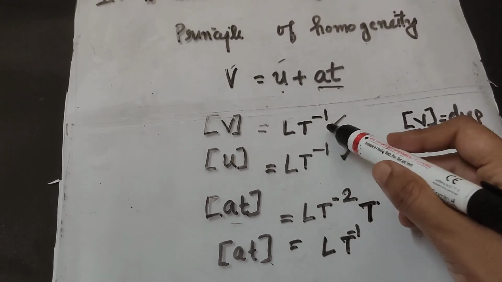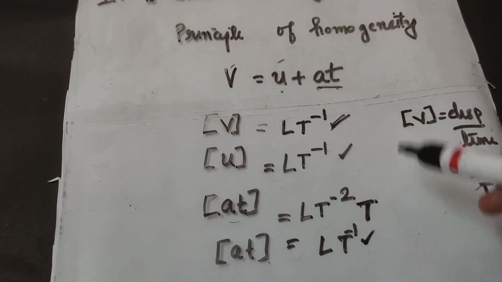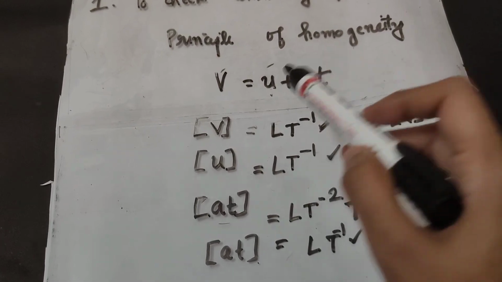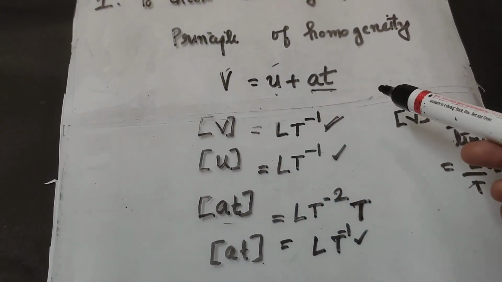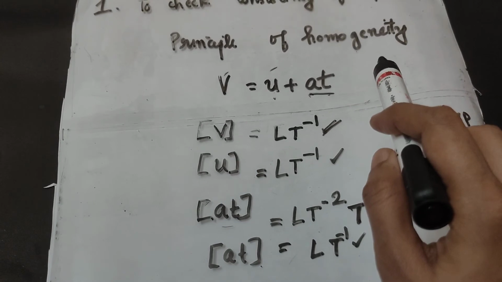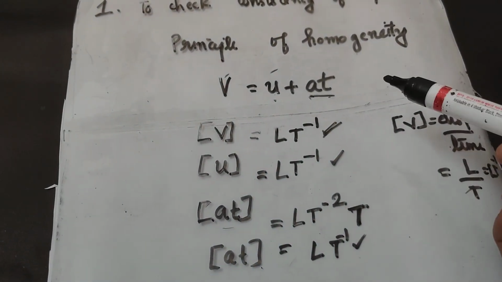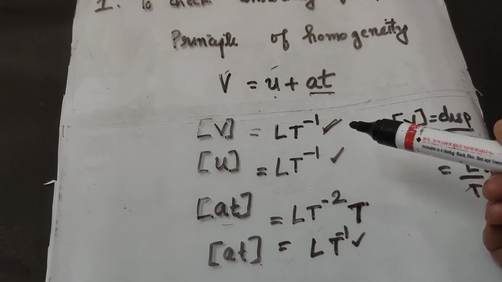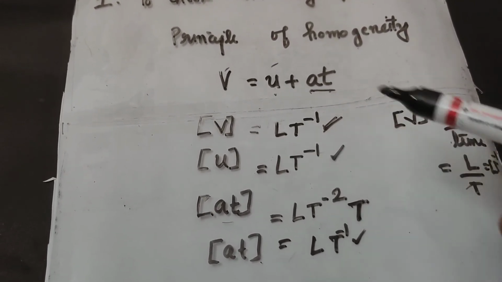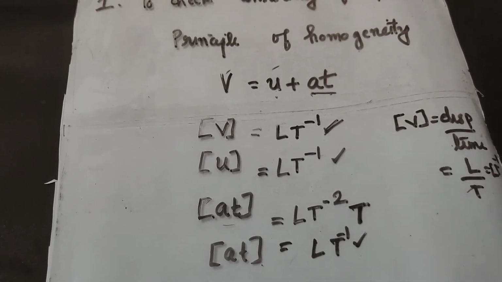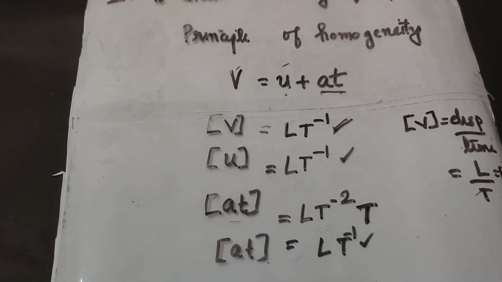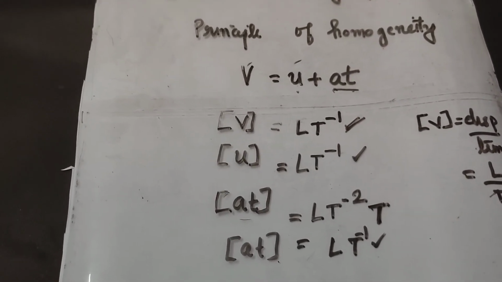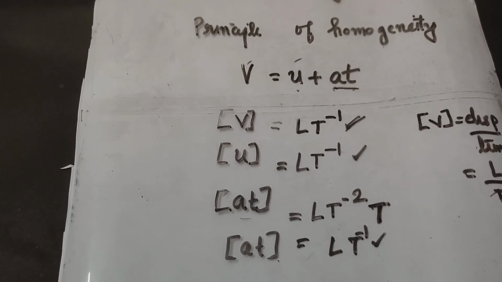So see, all the terms involved in this equation are having the same dimension. What is the dimension? L t raised to minus 1. So we can say that this equation is dimensionally correct. So it is based on this principle of homogeneity that we can check the correctness of the equation. If an equation is dimensionally correct, then the terms involved on both sides of the equation are having the same dimension. This is about checking the correctness or the consistency of the equation.